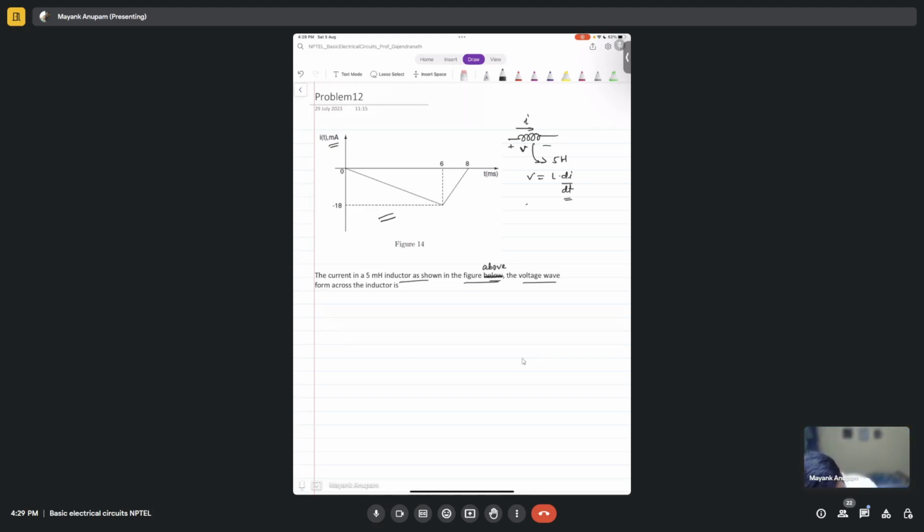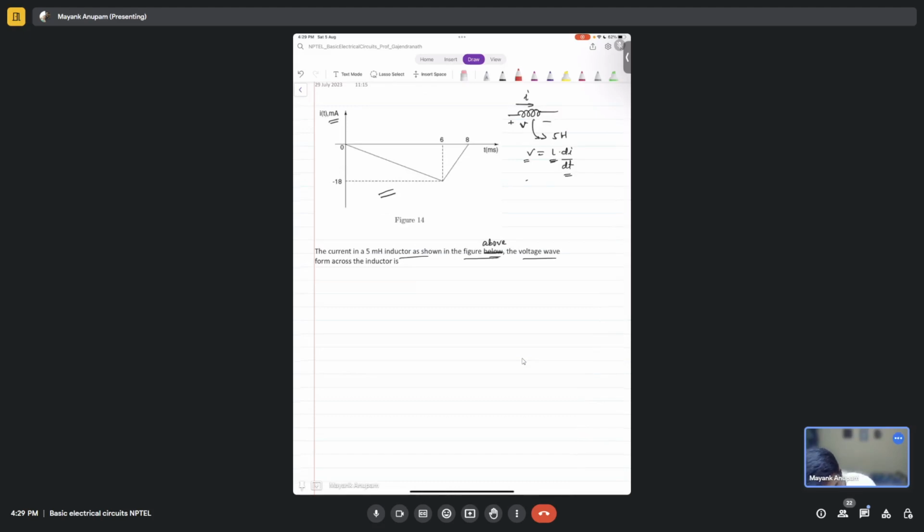So again, basically, the voltage across an inductor is the time derivative of the current flowing through it, multiplied by the inductance, right? So what will the waveform look like here? Tell me, a voltage waveform.